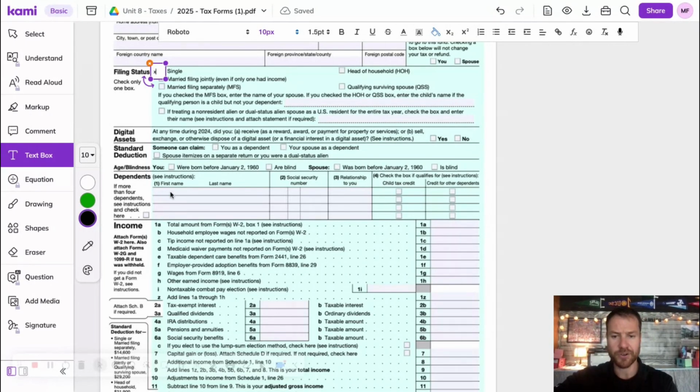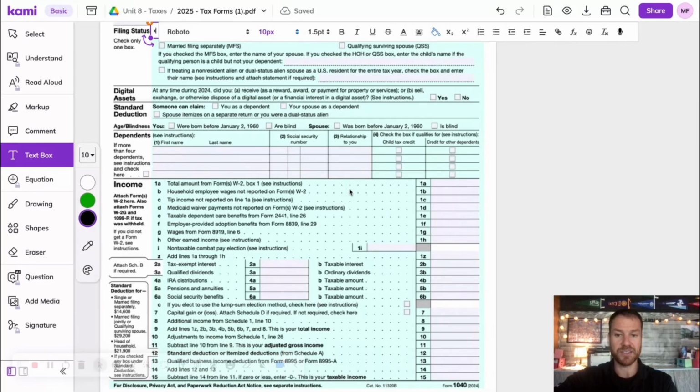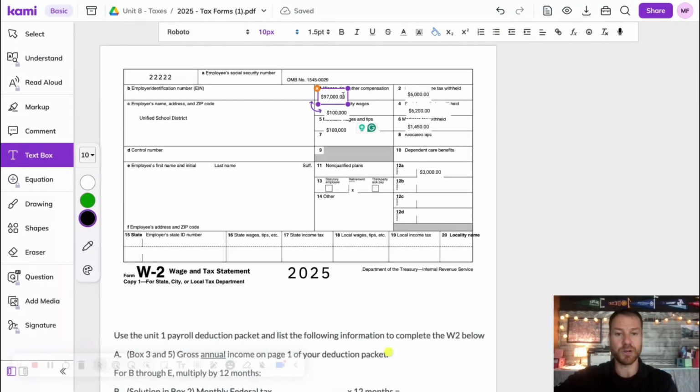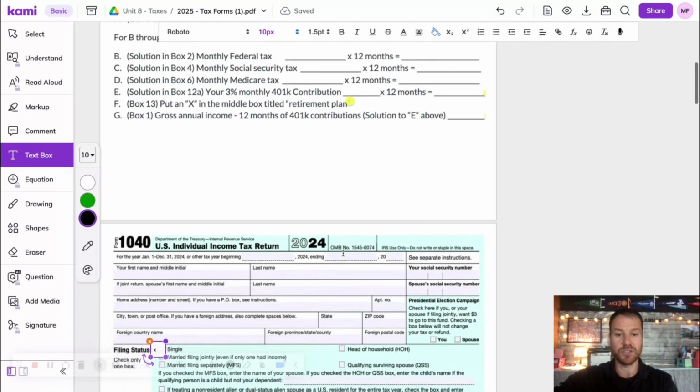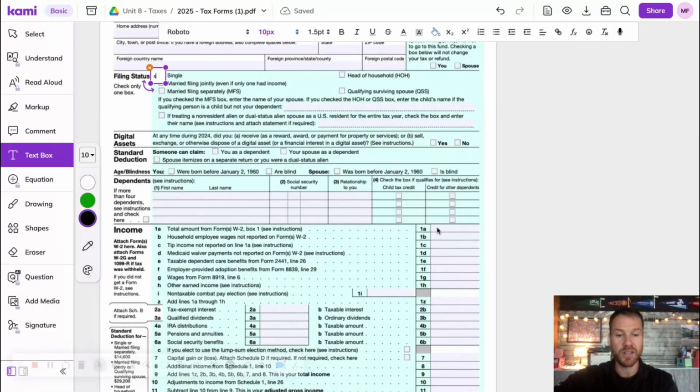We come down here further, assuming they have no kids, so we skip past the dependent section, and then we get to line 1A, where it says the total amount from Form W-2, Box 1. We scroll back up here to Box 1, and that's $97,000 of our taxable income so far. So for line 1A, I will enter $97,000.